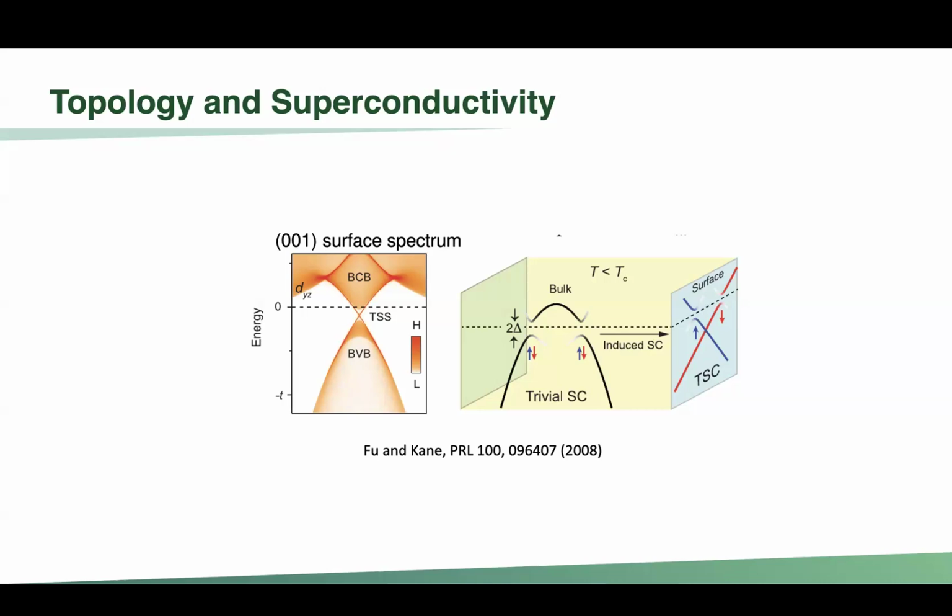So we have a topological gap. This topological gap will have a topological surface state. If it undergoes a superconducting transition, we're going to open a gap. We're going to have a superconducting gap. And the superconducting gap by symmetry should be able to hold Majorana bound states. This was predicted by Fu and Kane already a long time ago.